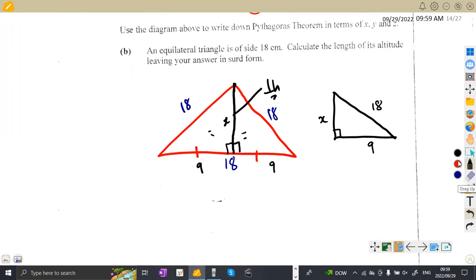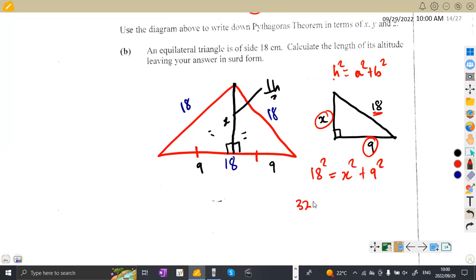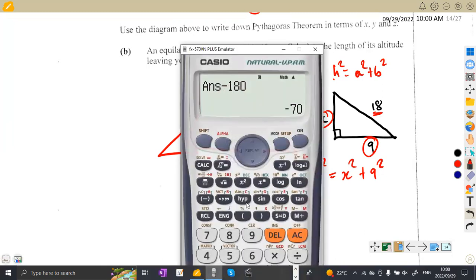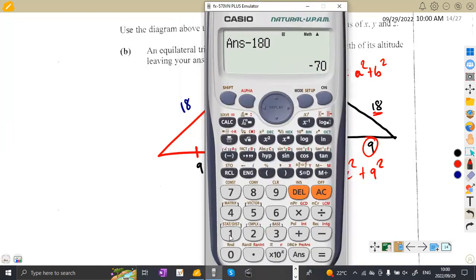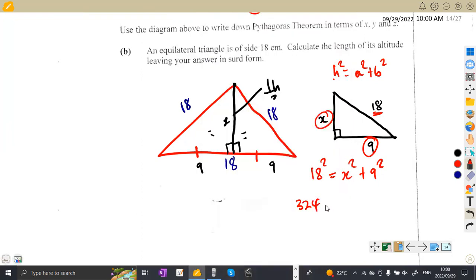So from your Pythagoras theorem, remember you stated that h squared is equal to a squared plus b squared, where h is the hypotenuse and our hypotenuse in this case is 18. So 18 squared is equal to the sum of the shorter sides, which in this case is x and 9, so it's going to be x squared plus 9 squared. So 18 times 18, that's something like 324, if I'm not mistaken here. In paper one, we are not supposed to be having any calculator, but I'm just using it as a confirmation. So this is going to be x squared plus 81.